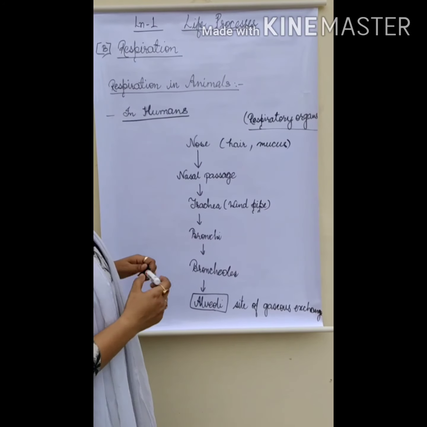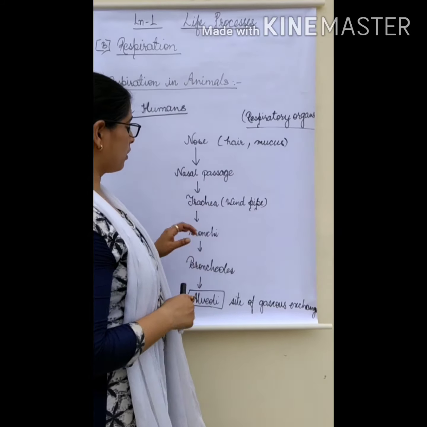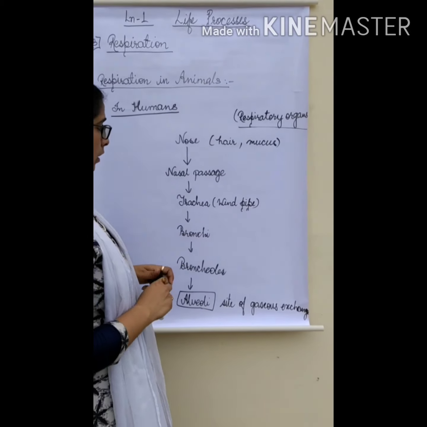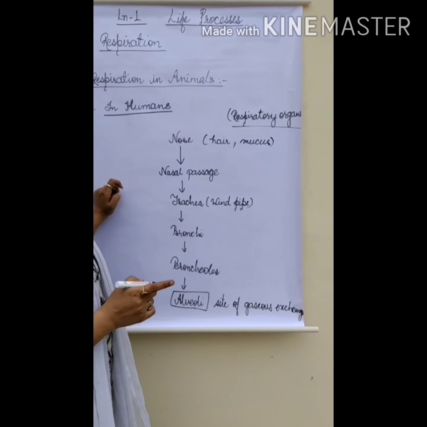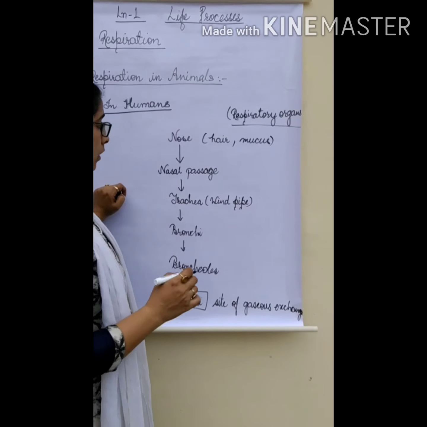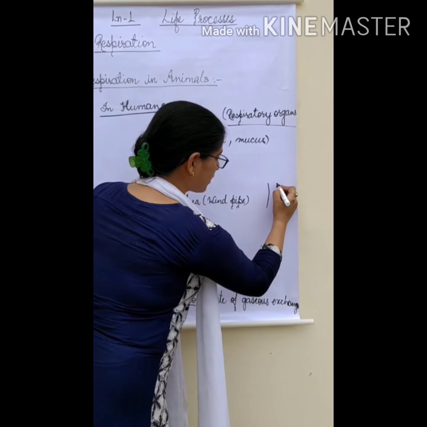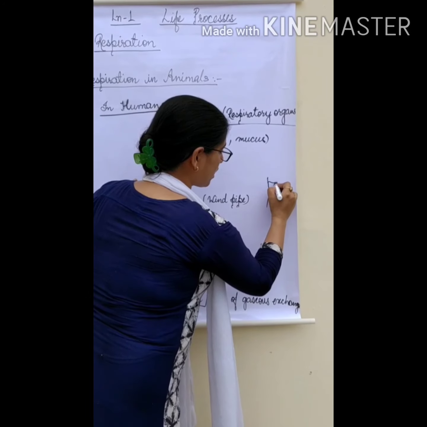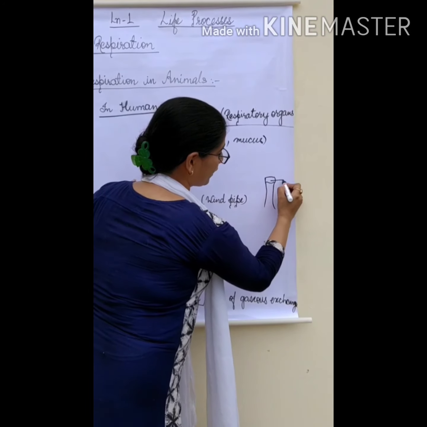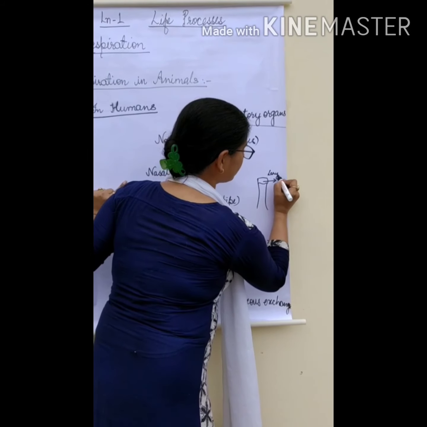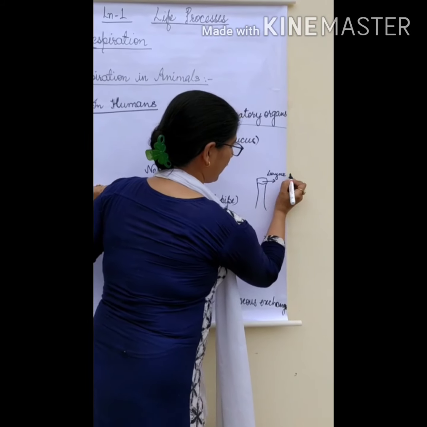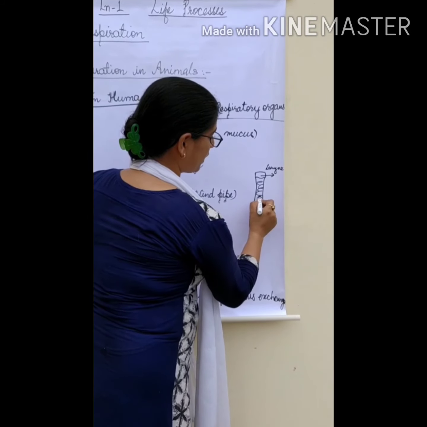Trachea is a structured windpipe. I have not drawn a diagram, but you will see the diagram in my notes. The trachea is the tubular structure which comes just after the larynx. Larynx is the sound box of your body, and the trachea comes after the larynx.